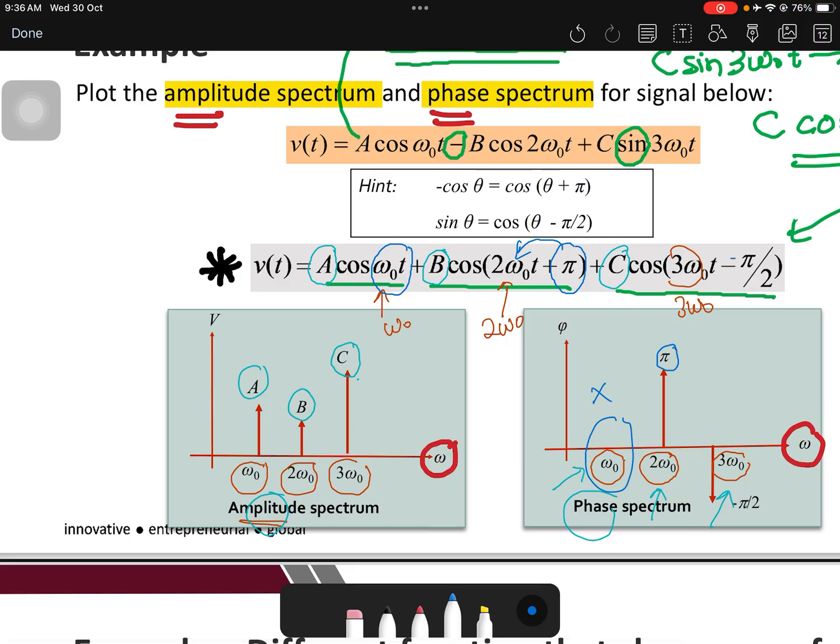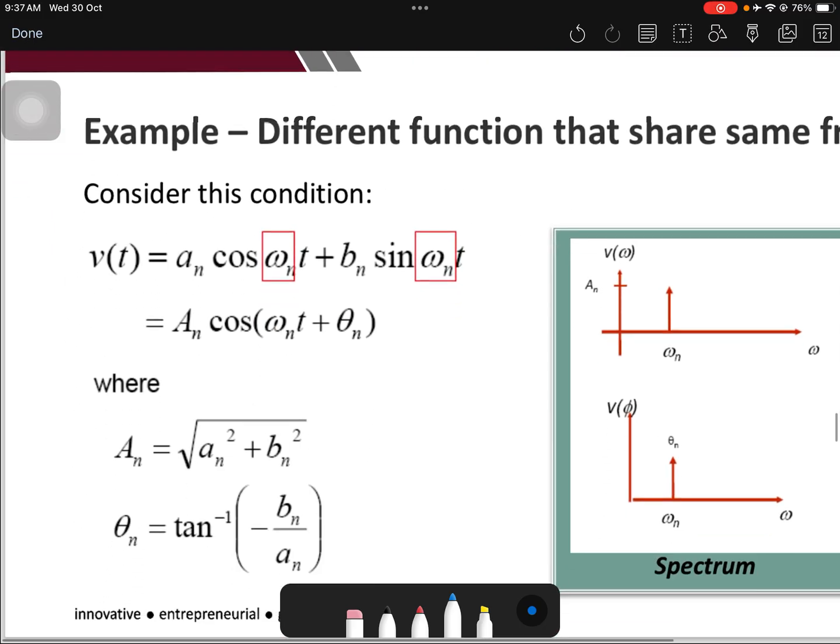The third component belongs to 3 omega naught, but you have to be very careful. Take a look at the sign, whether it is negative pi over 2 or positive. If it is negative, it goes downwards. If it is positive pi over 2, it goes upwards. It's quite easy. Alright, next.